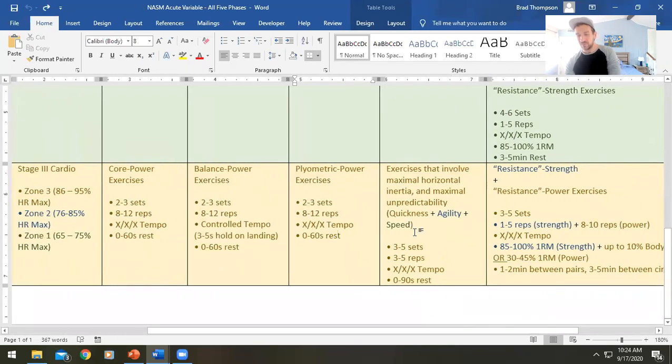And then our SAQ stuff, we are going to get maximal horizontal inertia, aka maximal agility, maximal unpredictability, which means we're incorporating quickness drills here finally. So we get speed plus agility plus quickness.